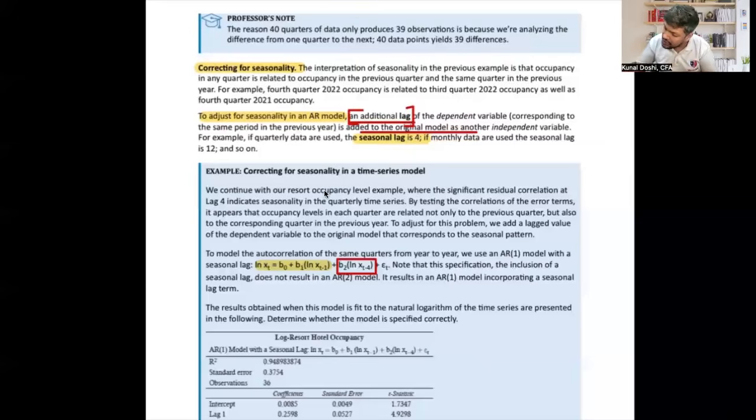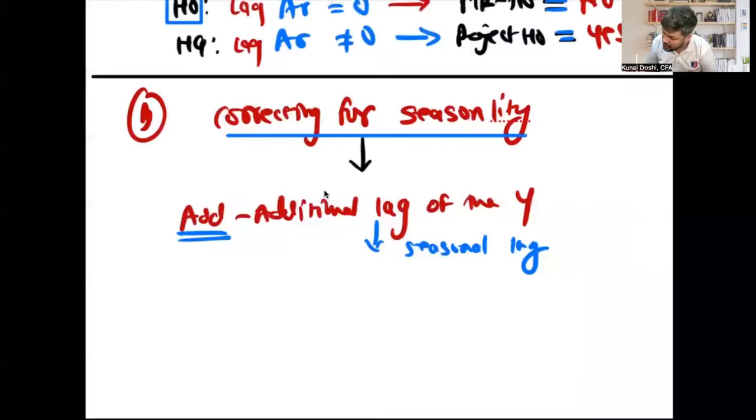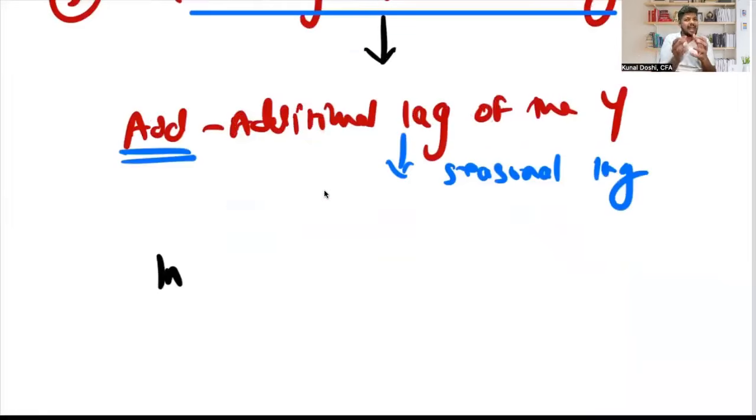So then my model translates, I will write it down here. Initially my model, my lag of the value, we were looking at only the previous quarter value, right? So ln x_t was equal to b0 + b1.